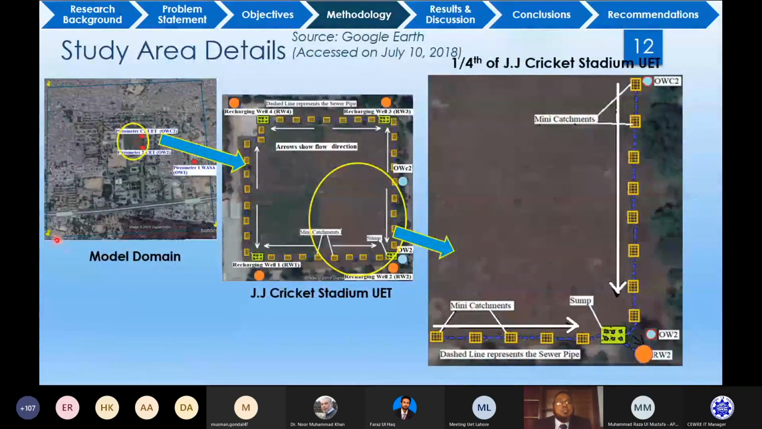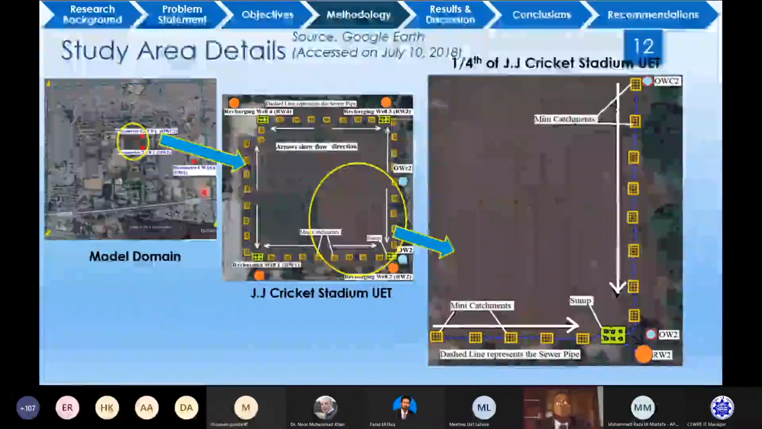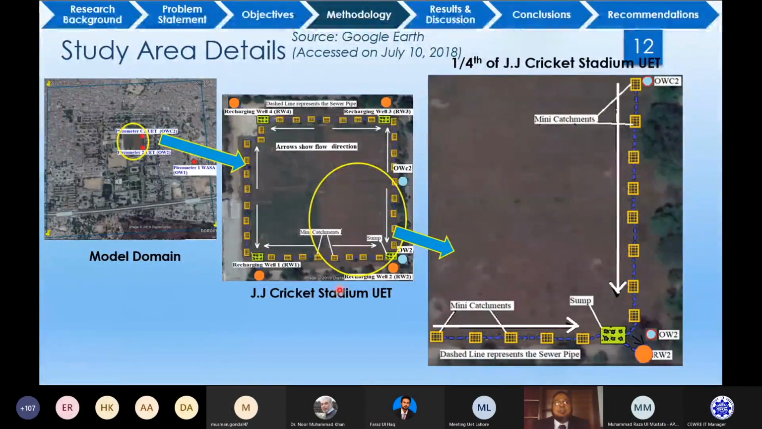So this was our model domain. We took a very large area, maybe 5 to 6 times more than the area of the Junaid Jamshed Stadium. And as I mentioned earlier, there were 4 recharging wells, which were provided in June 2018. And how it is working is that these sewer lines, pipelines, are provided in such a way that they have slopes in this direction. So it means a quarter of this Junaid Jamshed Stadium is contributing to any one of the recharging wells, which is shown here.